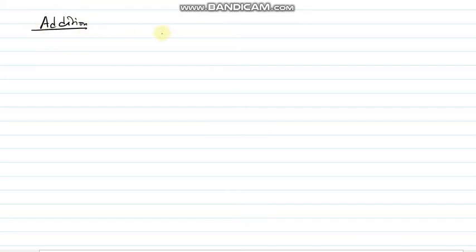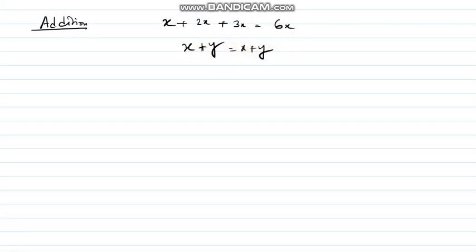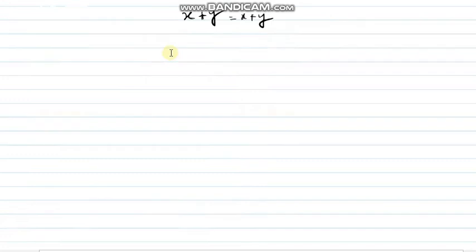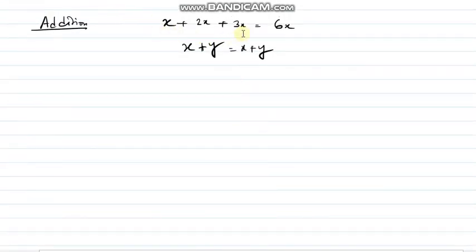We are going to consider each irrational number as one algebraic variable, like x plus 2x plus 3x, so I can add and I can write 6x, right? But if it is x plus y, it will remain as x plus y. So two different irrational numbers we can't add, whereas the same irrational number we can add. So suppose this is the sum.